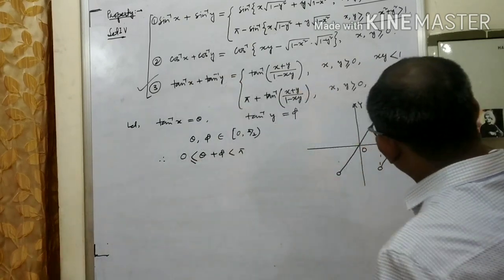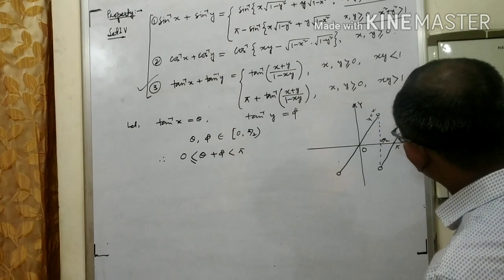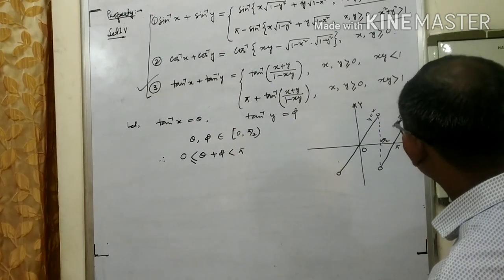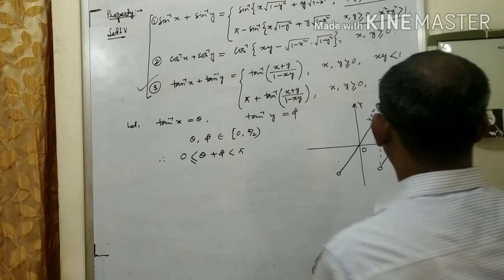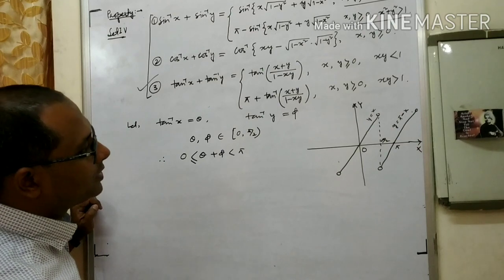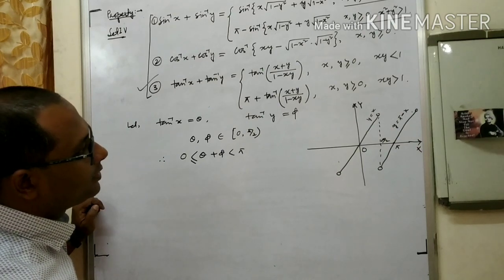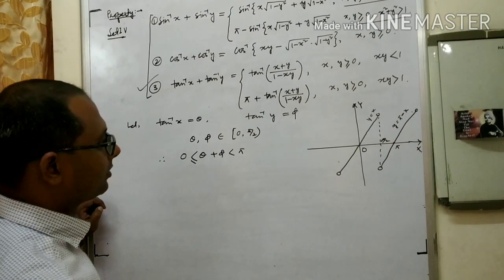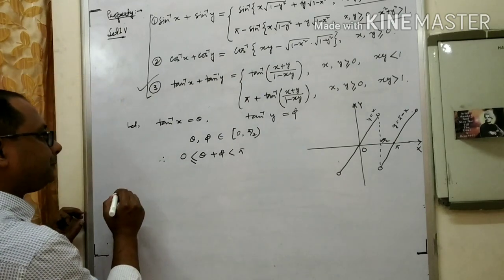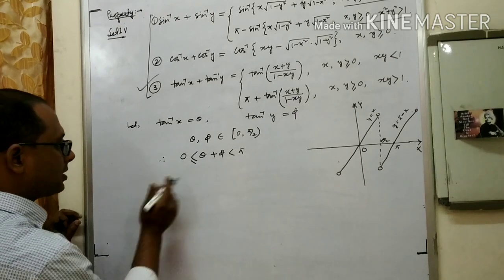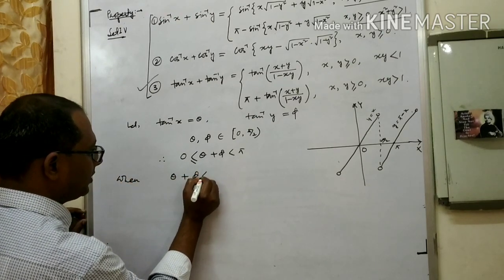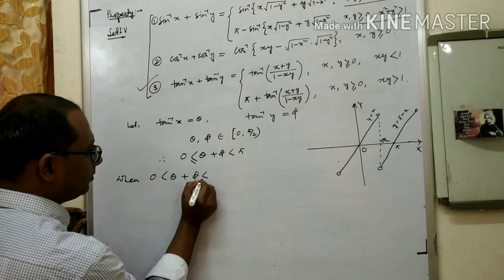This one will come y equal to x, and this one will come y plus x, y minus x. So that if we put y equal to 0, we'll get x equal to pi, correct? Okay, so what we'll do, we'll break it into two parts. When theta plus phi is lying between 0 to pi by 2.